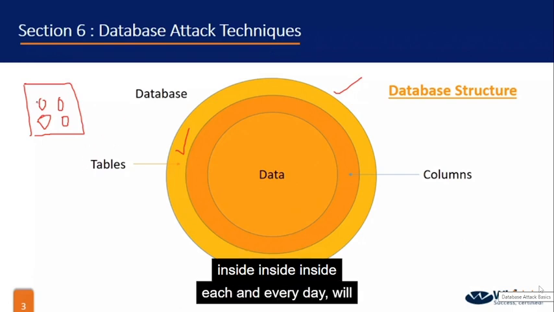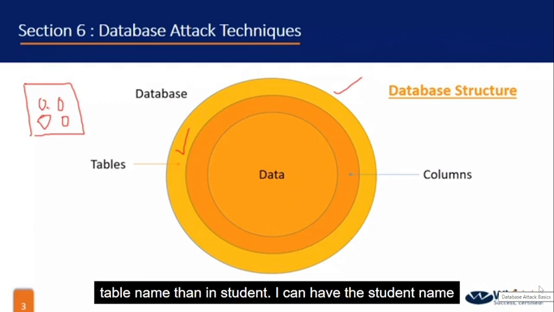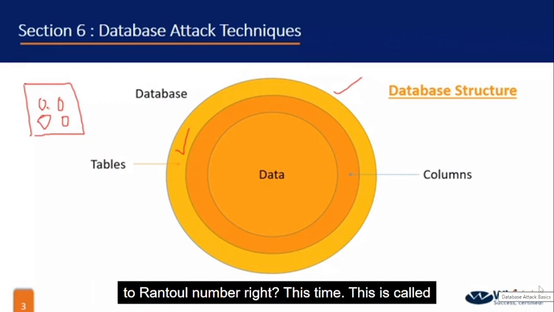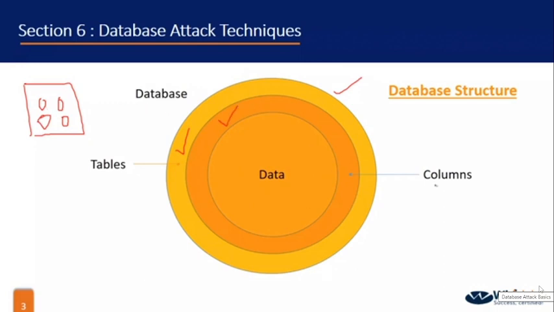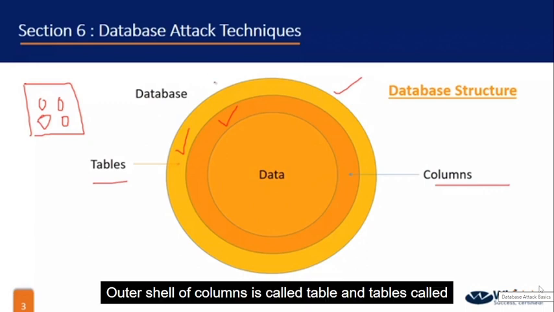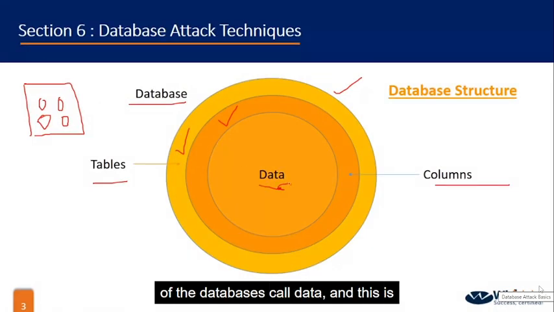Inside tables we have columns. Inside each and every table we have columns. For example, if student is a table name, then in the student table I can have student name and student roll number. These are called columns, and columns are inside tables. The outer shell of columns is called the table, and the outer shell of the table is called the database. The innermost shell of the database is called data.